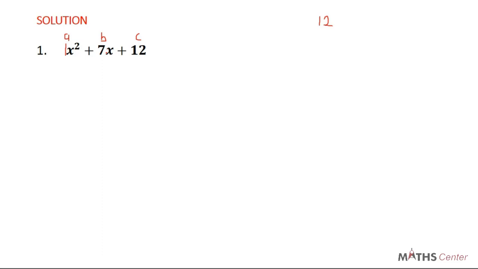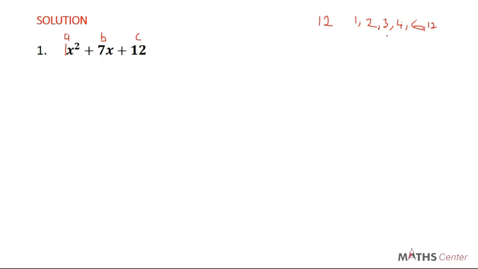Usually we get those two numbers from the product of a and c. The product of a and c is 12, so it means that you are going to get those two numbers from the factors of 12. We know that the factors of 12 are 1, 2, 3, 4, 6, and 12.